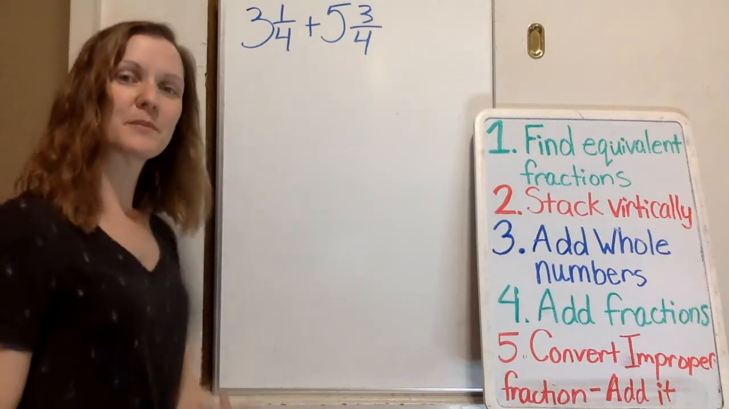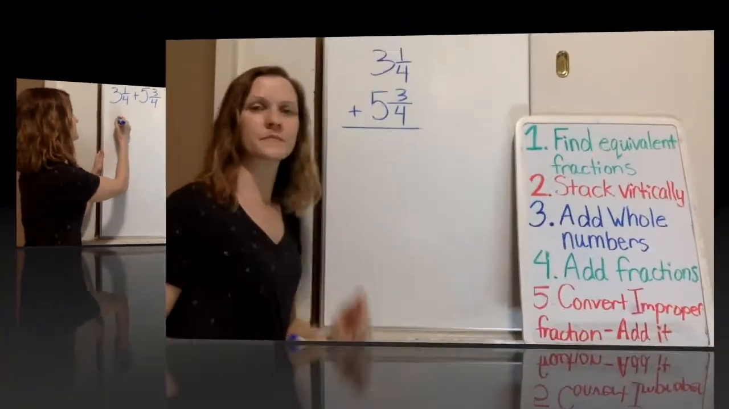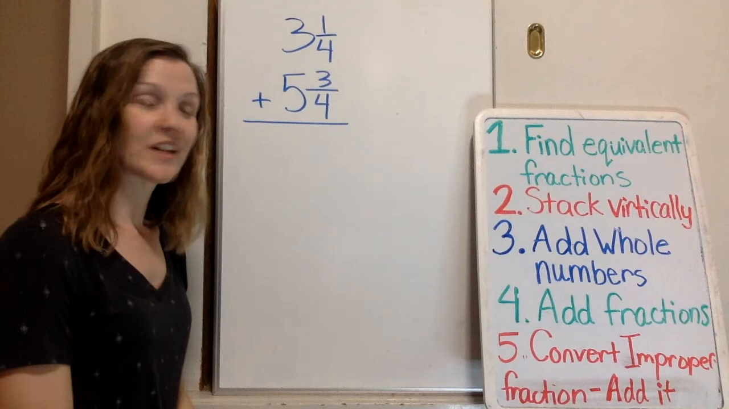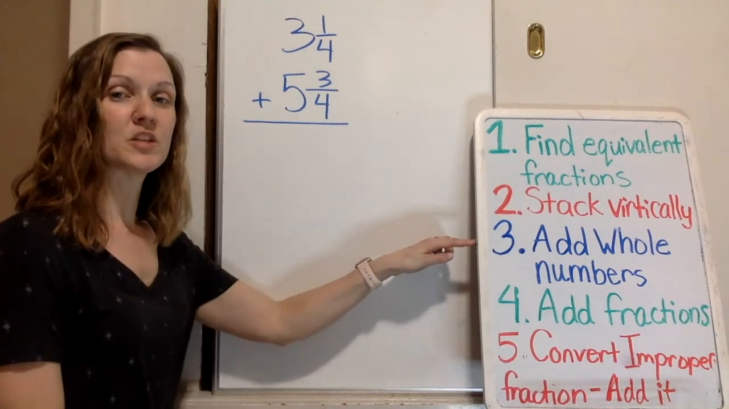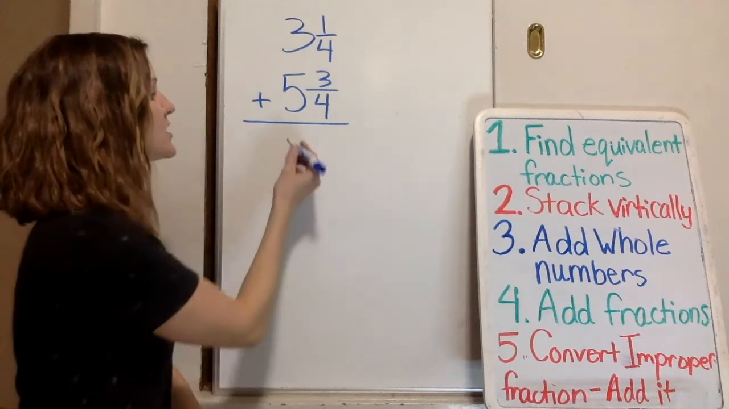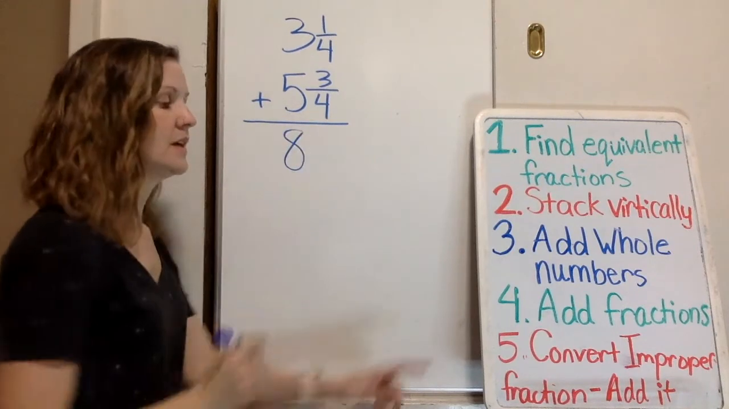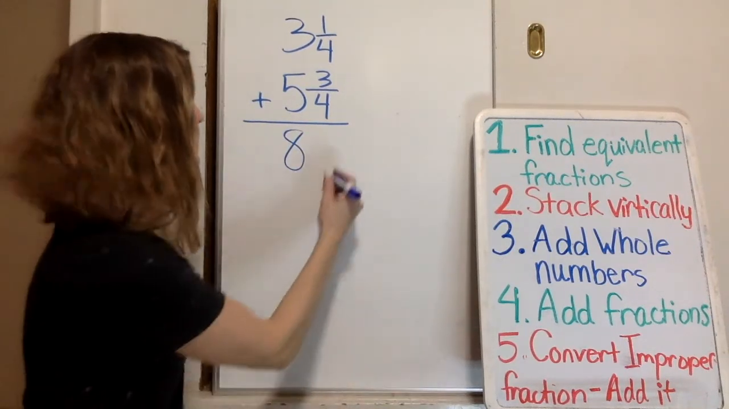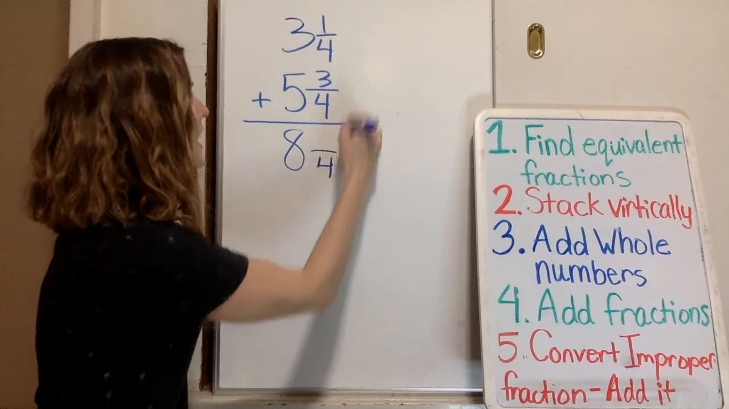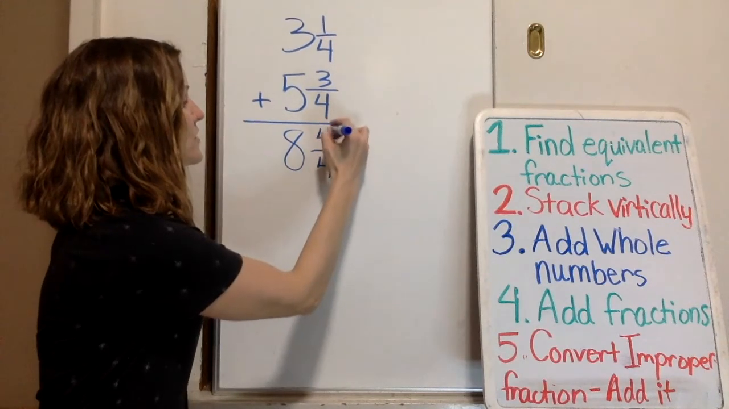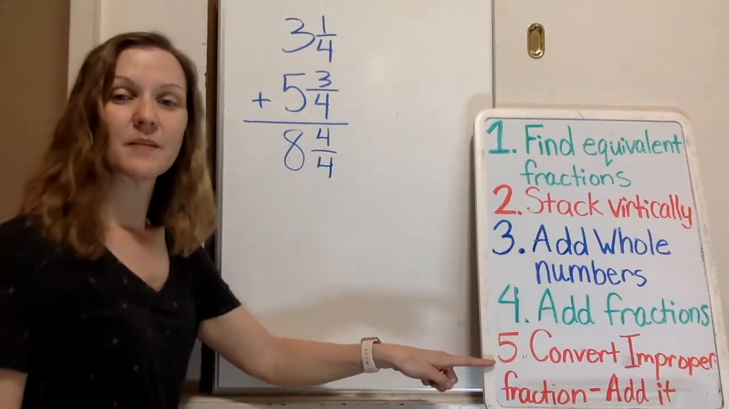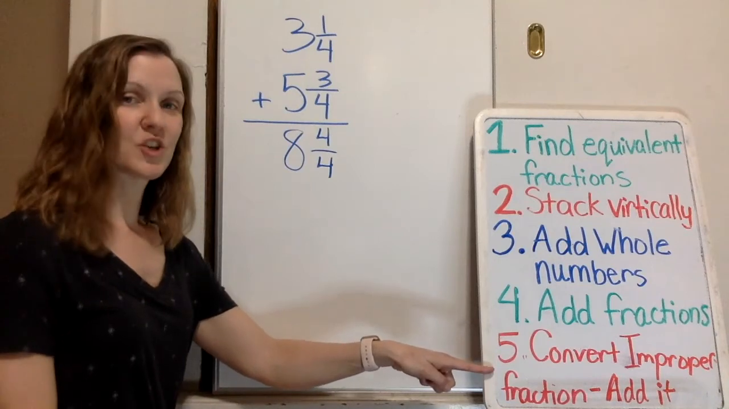So let's go to step number 2 and stack these vertically. Now that we've stacked them vertically, we can move on to step number 3, which is adding our whole numbers. 5 plus 3 is 8. Step number 4 is to add our fractions. Keep the denominator the same and add your numerator, which is 4. Now, let's look at step number 5. Convert improper fraction and add it.